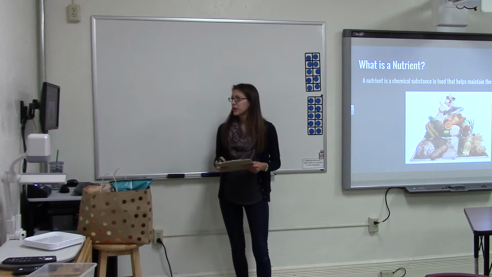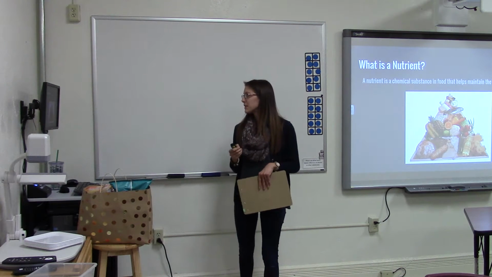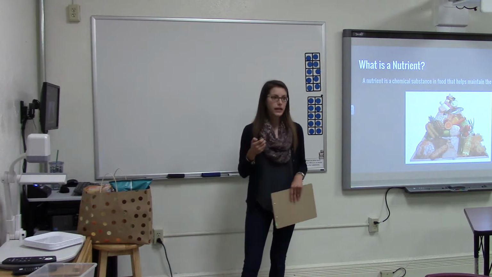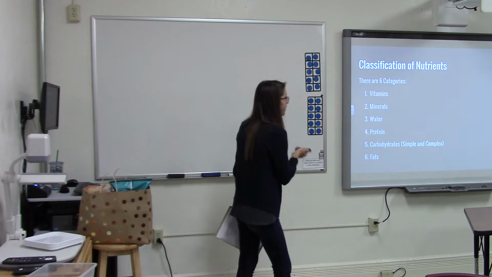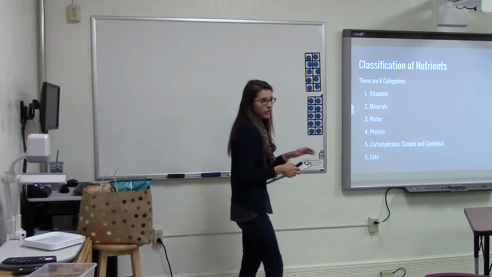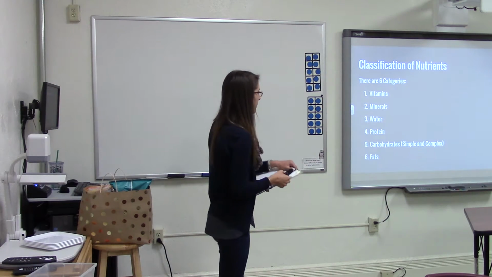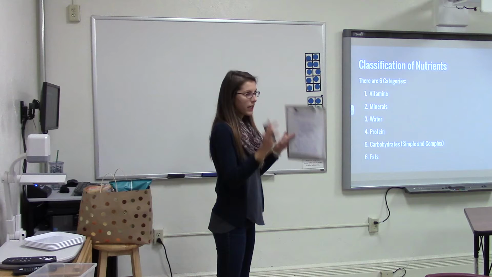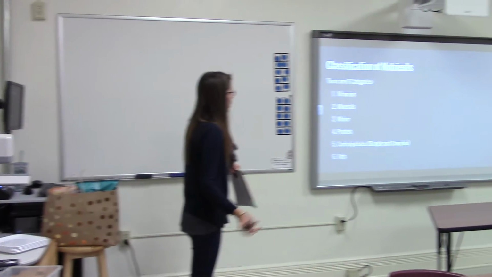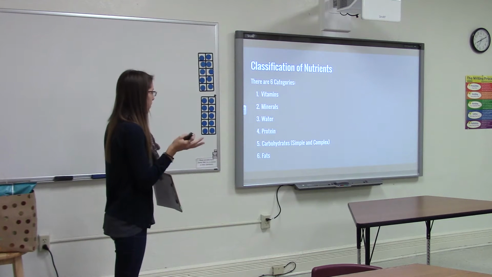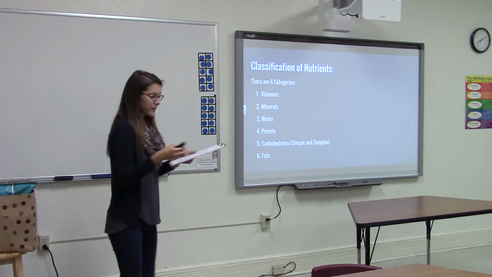So what is a nutrient? A nutrient is a chemical substance in food that helps maintain the body, which obviously we all need nutrients to survive. So the classification of nutrients, I'm sure you all know some of these. So there's 6 big categories: vitamins, minerals, water, protein, carbohydrates, which includes simple and complex, and fats.